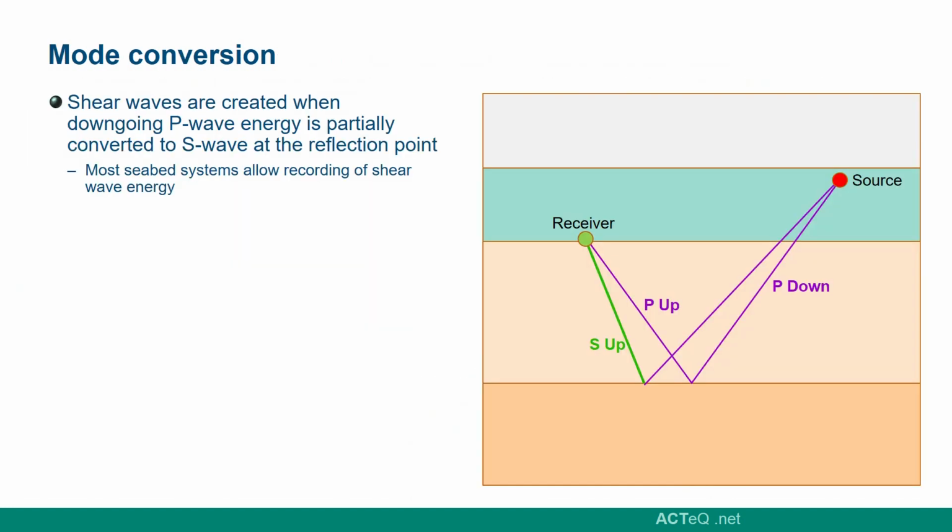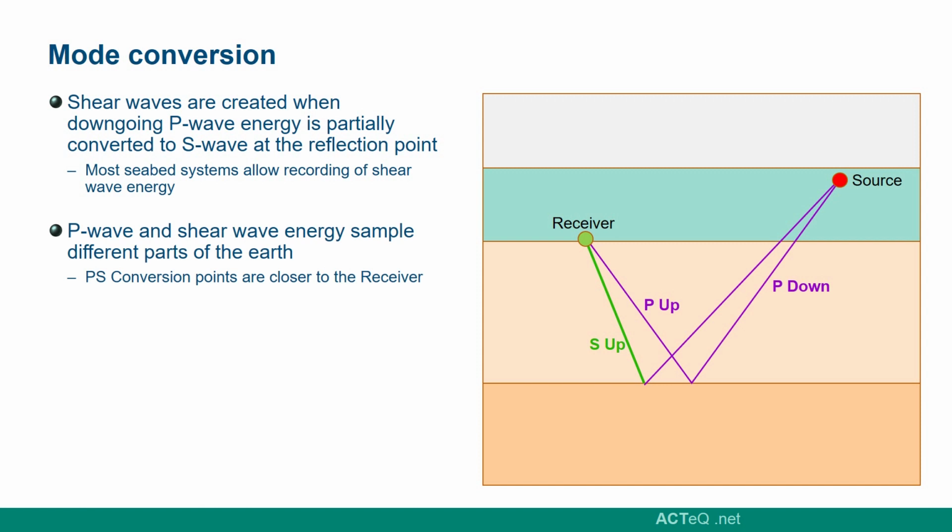Let's think about mode conversion. One of the great benefits of a seabed survey is that we can record mode-converted shear waves. Shear waves are generated when the downgoing P wave energy is partially converted to S wave at the reflection point, and most seabed systems now allow us to record that shear wave energy.